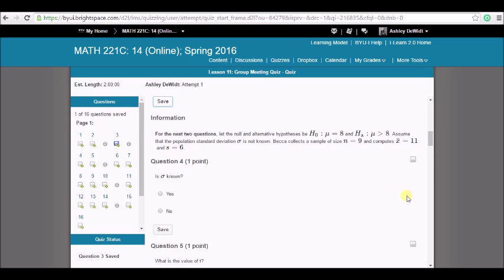Okay, for the next 2 questions, let the null and alternative hypothesis be mean equals 8, and mean is more than 8. Assume that the population standard deviation is not known. Becca collects a sample of size 9 and computes mean equals 11, and standard deviation equals 6. Is the standard deviation known?